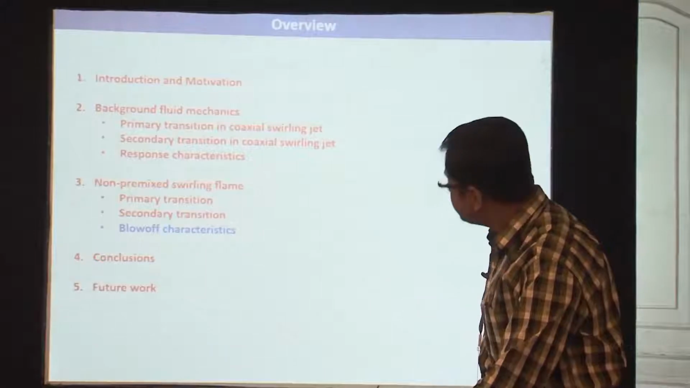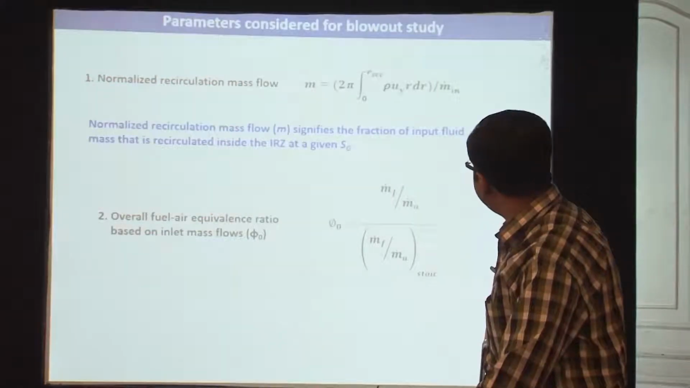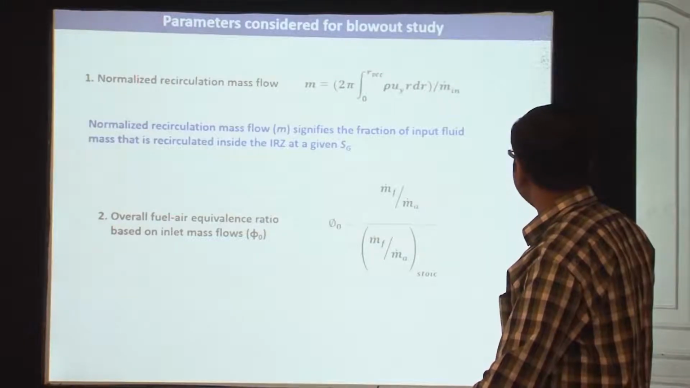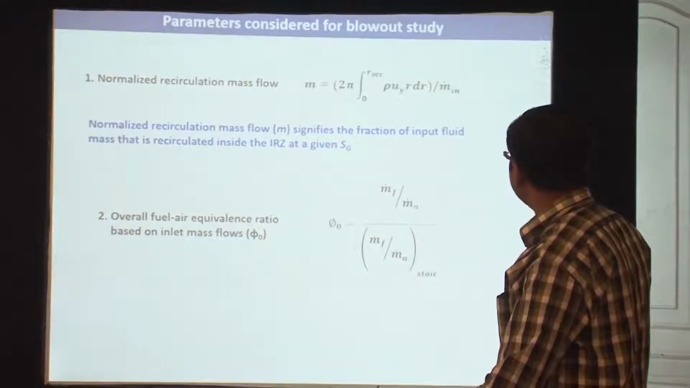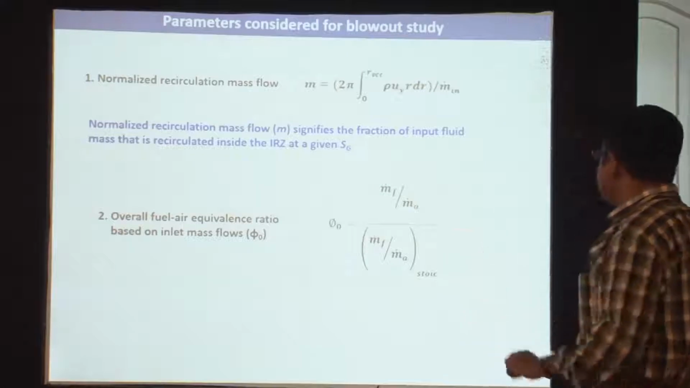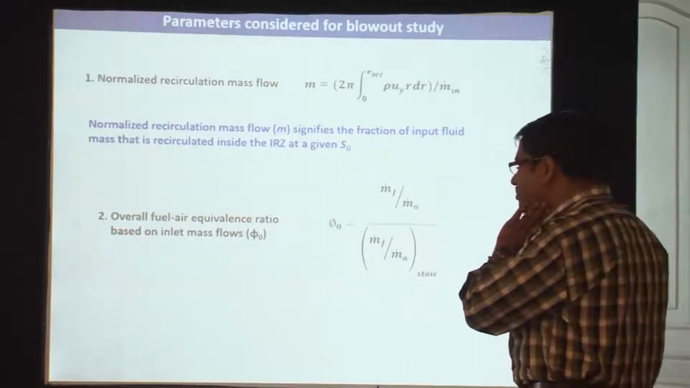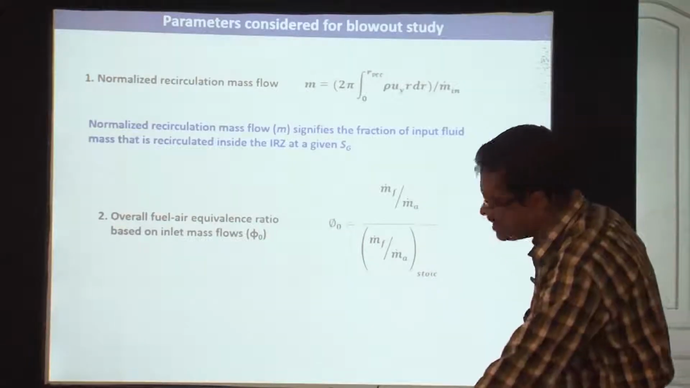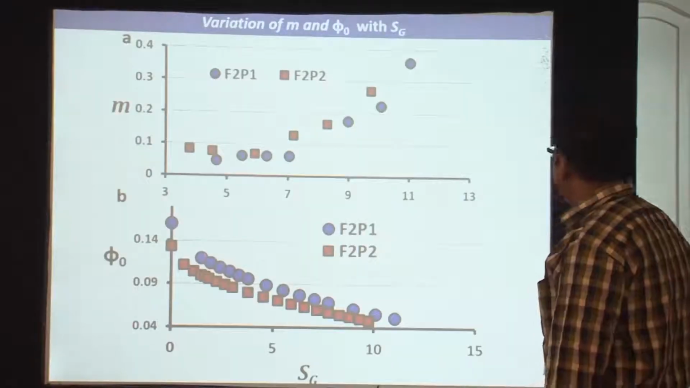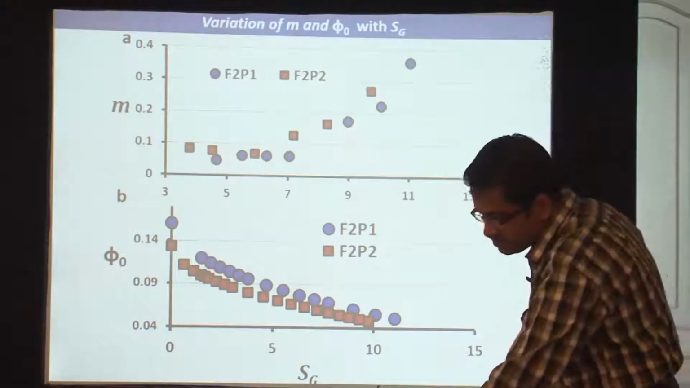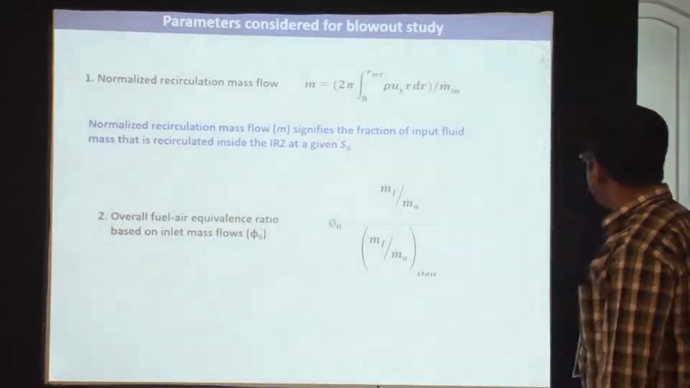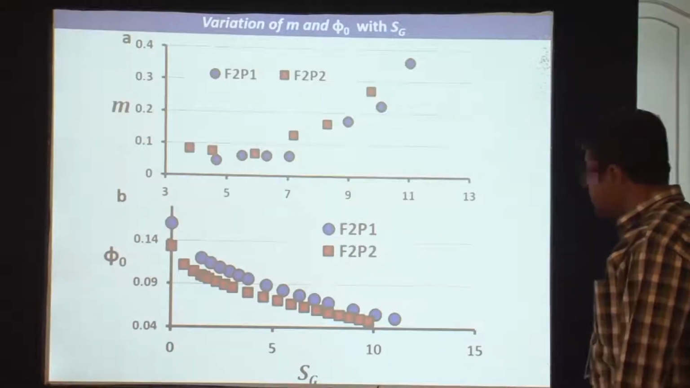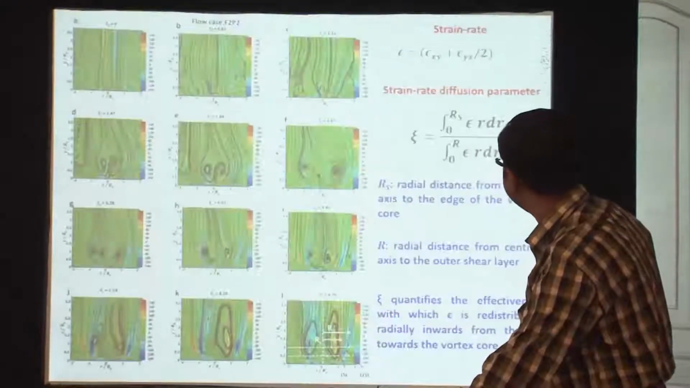So I will wrap up by finally giving you the blow-off map, which is basically normalized. We define something like an overall fuel-air equivalence ratio. This is a non-premixed flame, but there is a degree of mixing that happens because of the two streams interacting with each other. If you look at this particular parameter, you can see that it actually decreases as you increase the geometric swirl number.